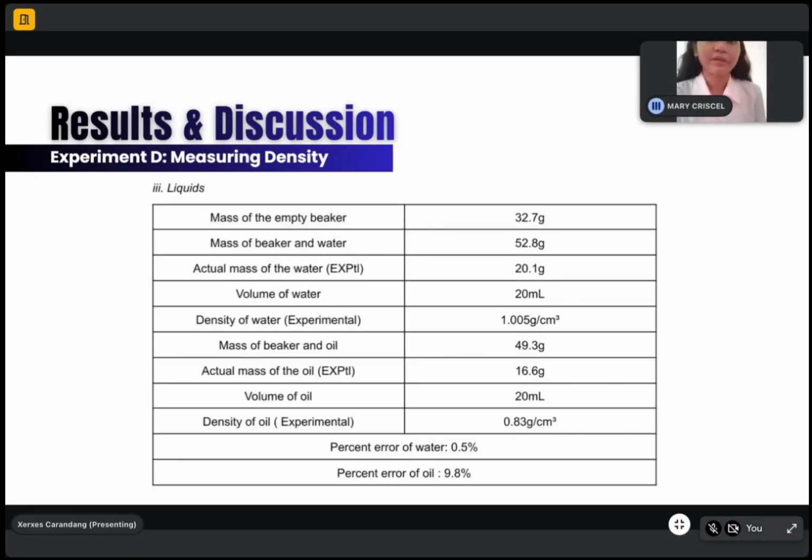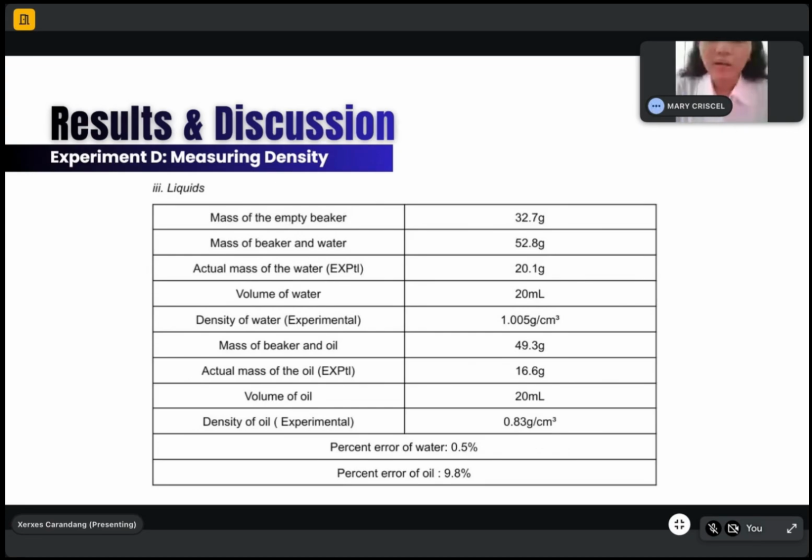For liquids, we first measured the mass of an empty beaker, which resulted to 32.7 grams. Next we added water, which resulted to 52.8 grams. Subtracting the mass of the empty beaker from the mass of beaker and water, we concluded that the actual mass of water was 20.1 grams. Using a graduated cylinder, the volume of water was measured to be 20 ml. The density of water was calculated to be 1.005 grams per cubic centimeter.